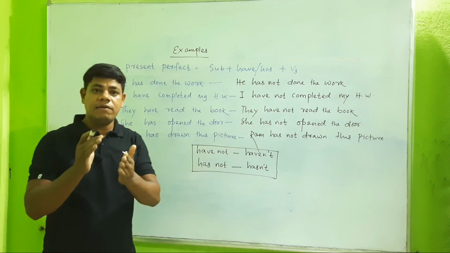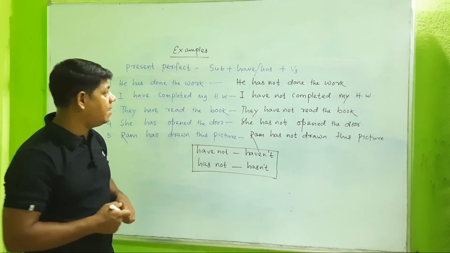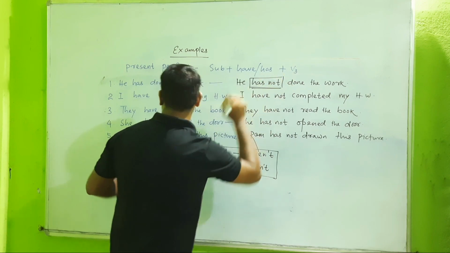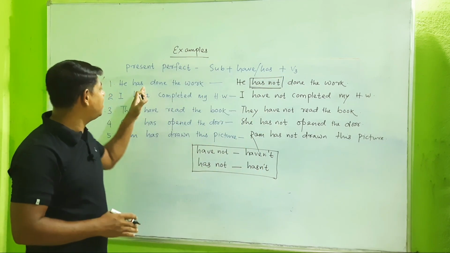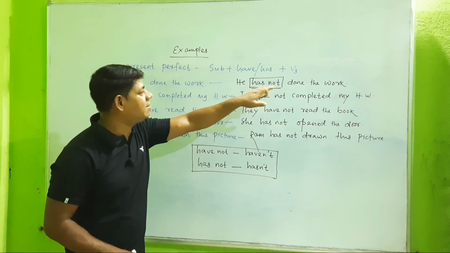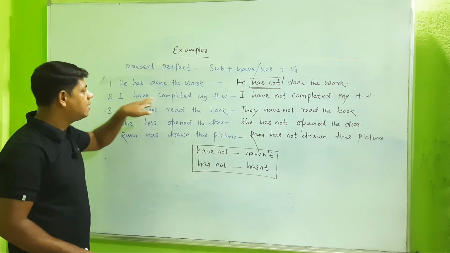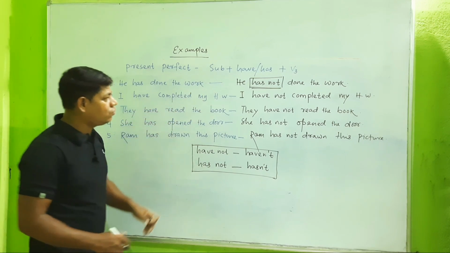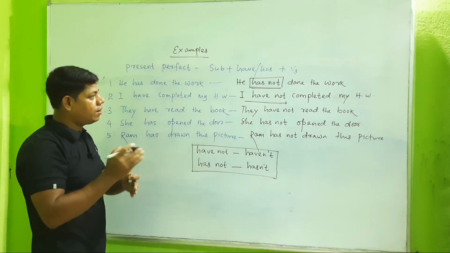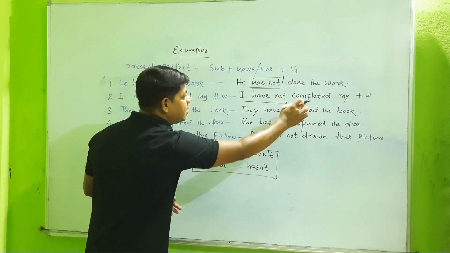When you are going to convert this present perfect sentence into a negative sentence, you have to do it like this: he hasn't. He hasn't. When you convert this sentence into a negative sentence, you have to do it like this: he has not done the work. Then comes I have completed my homework. When you convert this sentence into a negative sentence, you will write like this: I have not completed, or I haven't completed my homework.